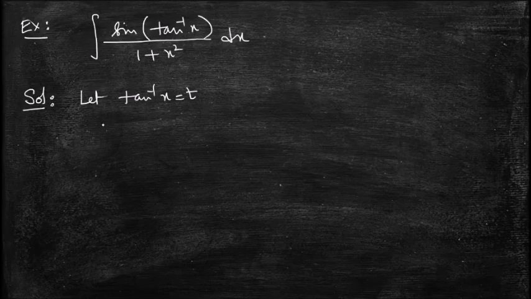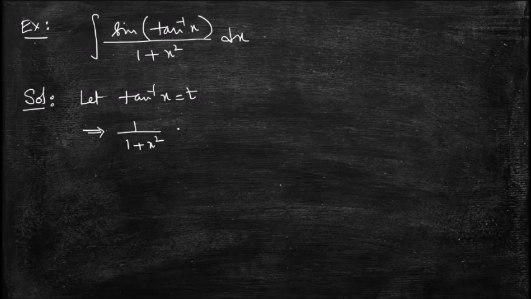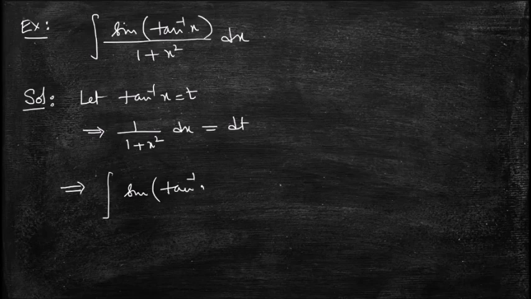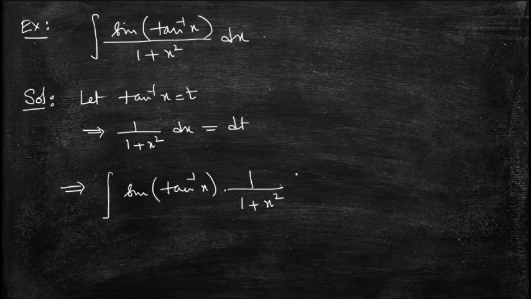Now differentiating tan inverse x, what is its differentiation? 1 by 1 plus x square dx. So 1 by 1 plus x square dx is equal to dt. Now if I look into the problem given, I am splitting it for your understanding sake. Sine of tan inverse x into 1 by 1 plus x square dx. Now tan inverse x can be replaced as t. This entire thing can be replaced as dt.